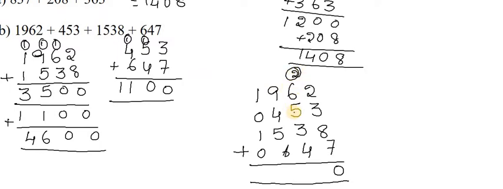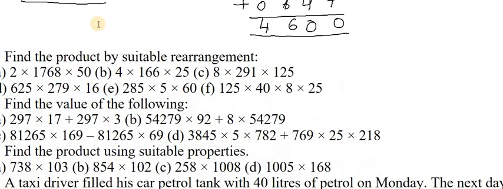6 plus 2 is 8, 8 plus 5 is 13, 13 plus 3 is 16, 16 plus 4 is 20. 9 plus 2 is 11, 11 plus 4 is 15, 15 plus 5 is 20, 20 plus 6 is 26, and 2 plus 1 is 3, 3 plus 0 is 3, 3 plus 1 is 4, 4 plus 0 is 4. Okay, this is the meaning of suitable rearrangement. This does not take much time to write, whereas the other takes so much time, so we go for rearrangement and then solve it. This is about the first question.